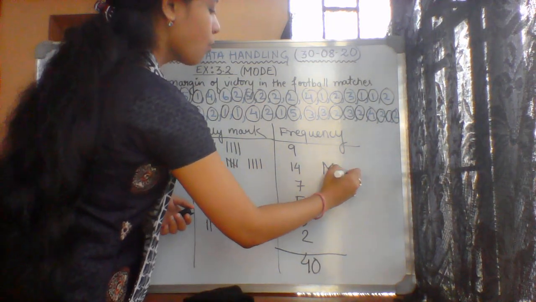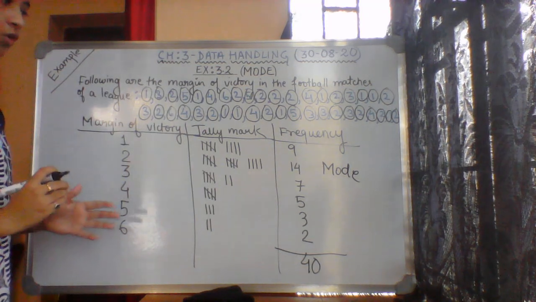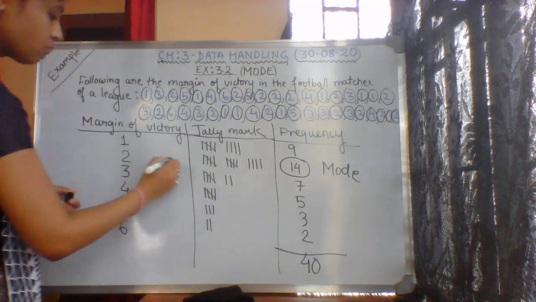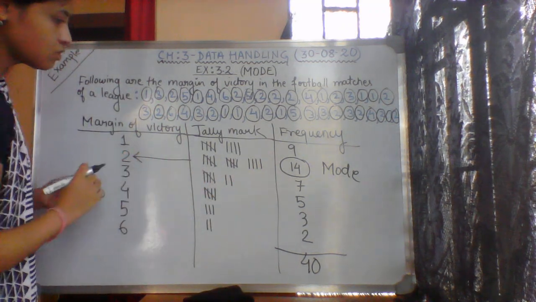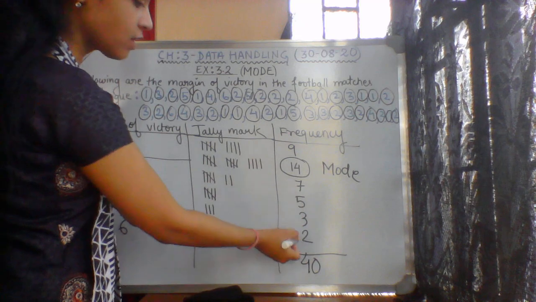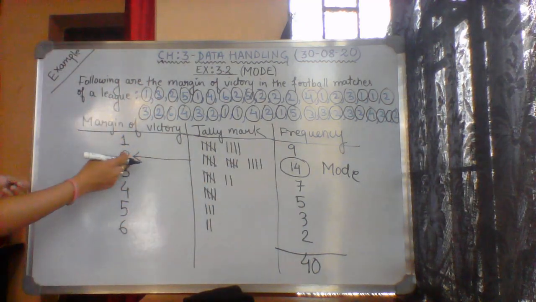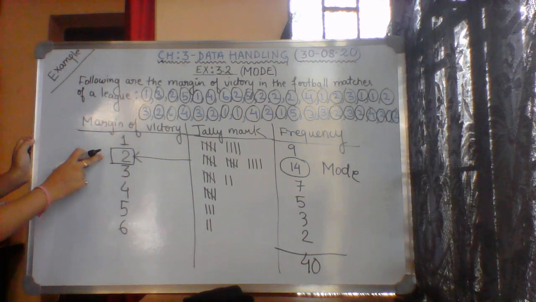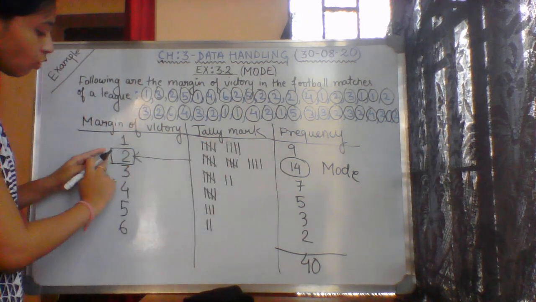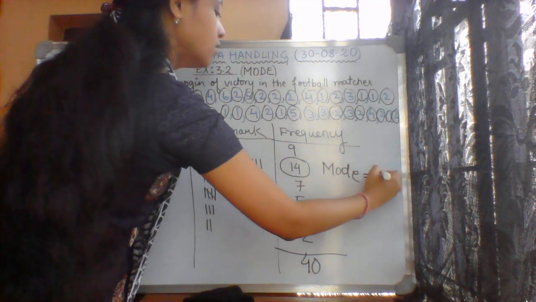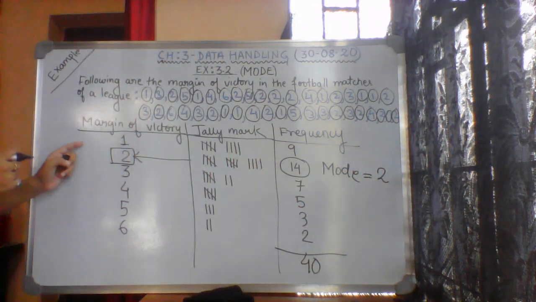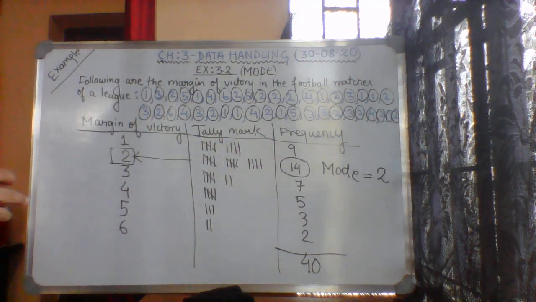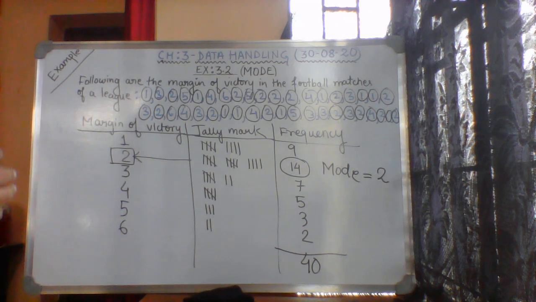Okay, so now mode, as I told, is the observation with the highest frequency. Which observation is having the highest frequency? 2. So our mode will be that observation, not that frequency, but that observation. So our mode will be 2 because it is having the highest frequency. So in this way we are going to calculate the mode of any given data.